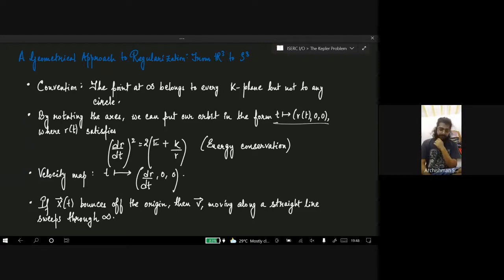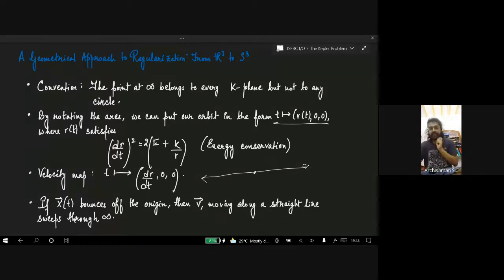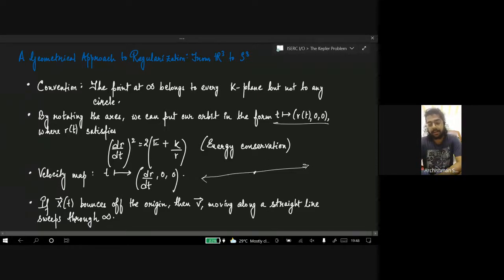And then you notice that the velocity map is nothing but t goes to (dr/dt, 0, 0). So if I do that, then the velocity is entirely constrained along the x-axis. So the velocity lies on a straight line. And as r goes to 0, the velocity starts decreasing to minus infinity. Then you have the bounce, and then the velocity vector sweeps through the point at infinity and then goes back to 0.